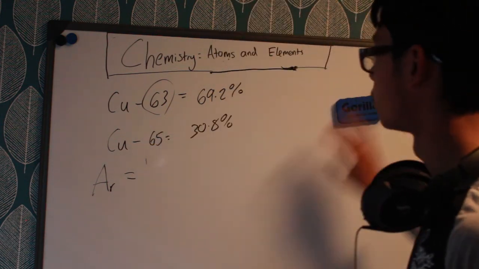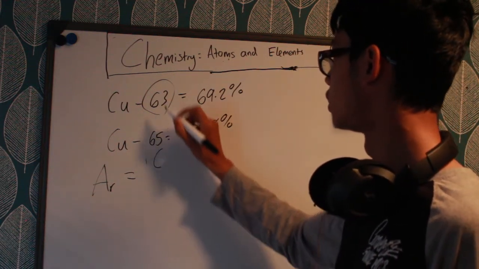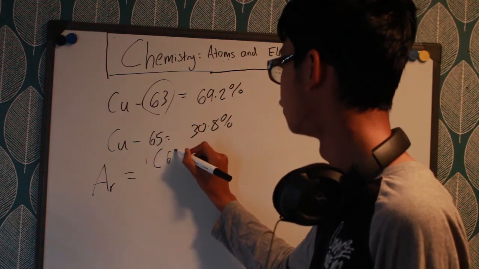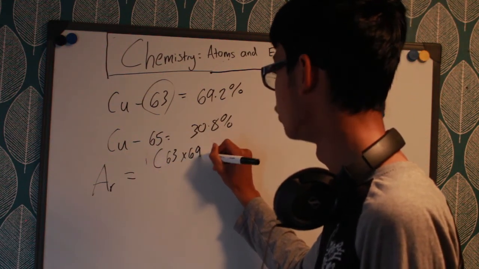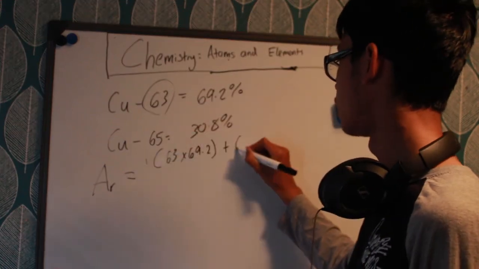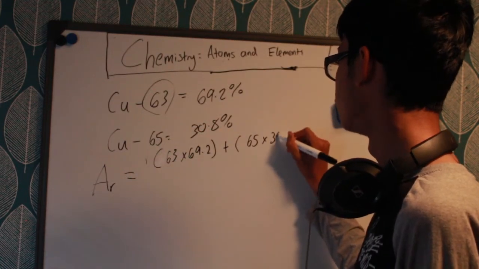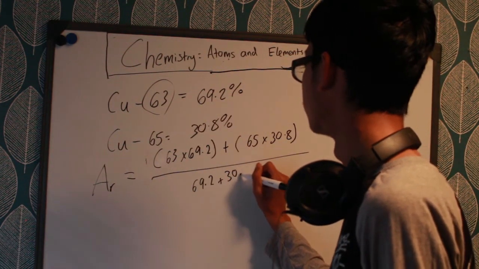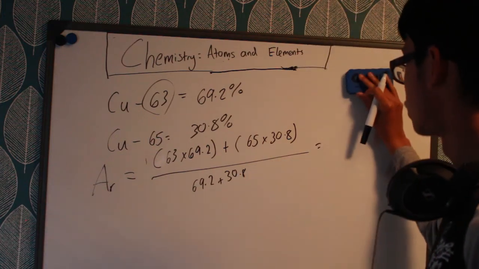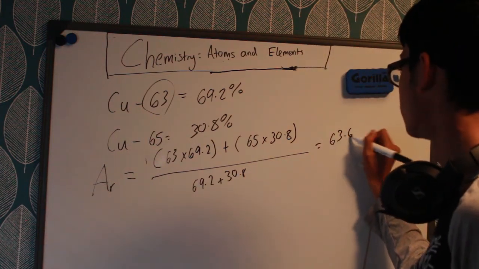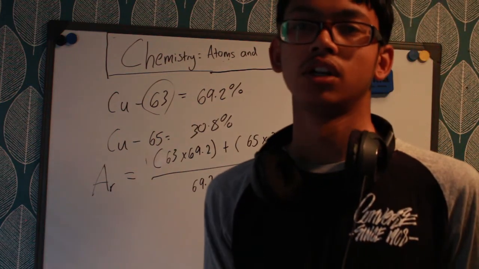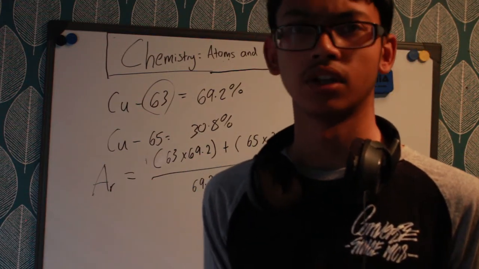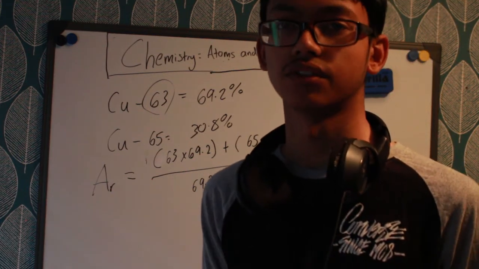The relative atomic mass will be the sum of 63, the mass number, times the abundance, which is 63 times 69.2, plus the next one, 65 times 30.8, divided by the abundances added together, 69.2 plus 30.8, which is equal to essentially 63.6. And if you look on the periodic table, the mass number is 63.5, but it's because we only have two values right here, so it's a bit off, but it's near enough the same essentially.